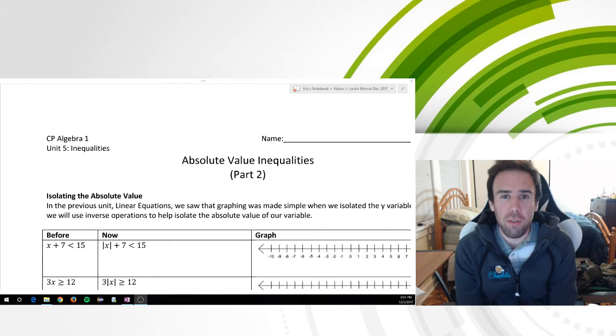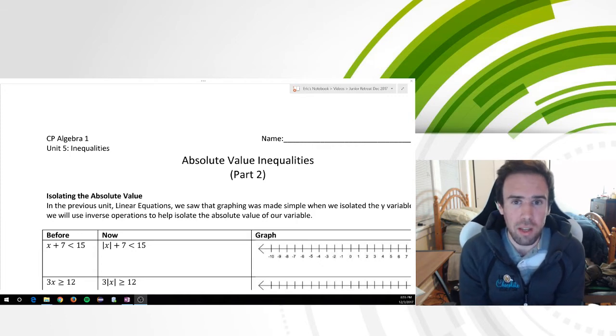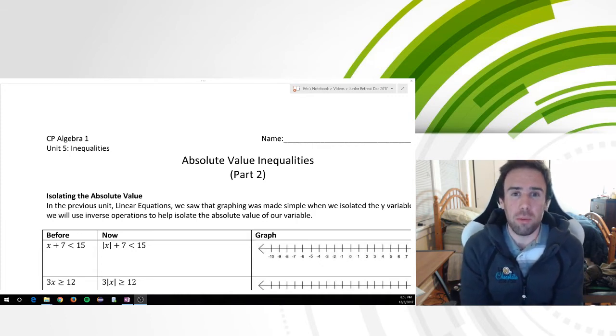So just because we have an absolute value doesn't mean that there are no other numbers around it. And so it's our job as mathematicians or math students to isolate that absolute value so we know exactly how close we're supposed to be to 0 or exactly how far we are away from 0.